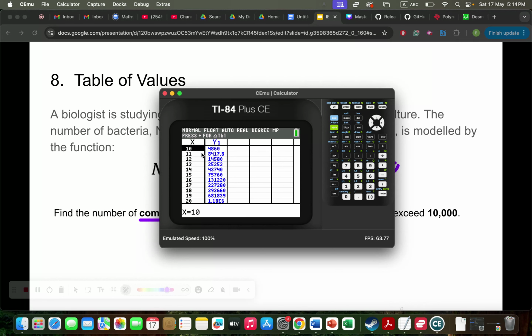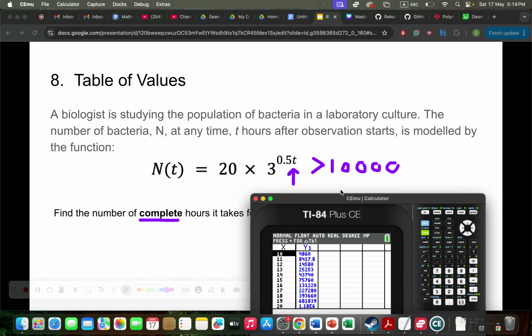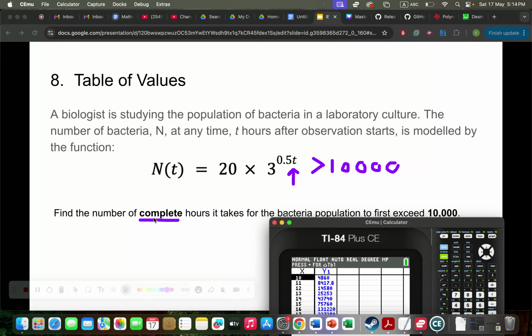Look at that. When x is 10, it's 4,860. When x is 11, it's 8,417.8. But when x is 12, it's 14,580. And that's really what the question is asking, right? What is the number of complete hours it takes for it to first exceed 10,000?